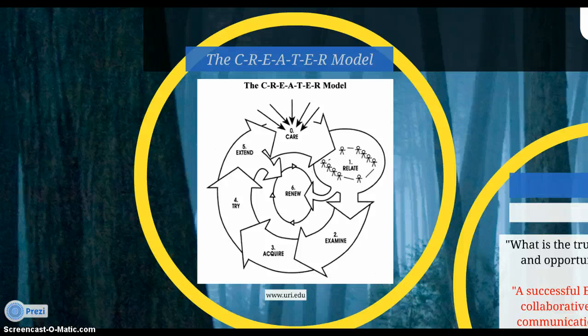Havelock and Zlotolo present 7 ideas in a singular format, which is known as the CREATER or Creator Model. Even though the process seems linear in nature, it is really a series of cycles. The 7 parts include care, 1 is relate, 2 examine, 3 acquire, 4 try, 5 extend, 6 renew. Sometimes it may be appropriate to jump ahead and then circle back in the cycle. We will look at each stage separately.